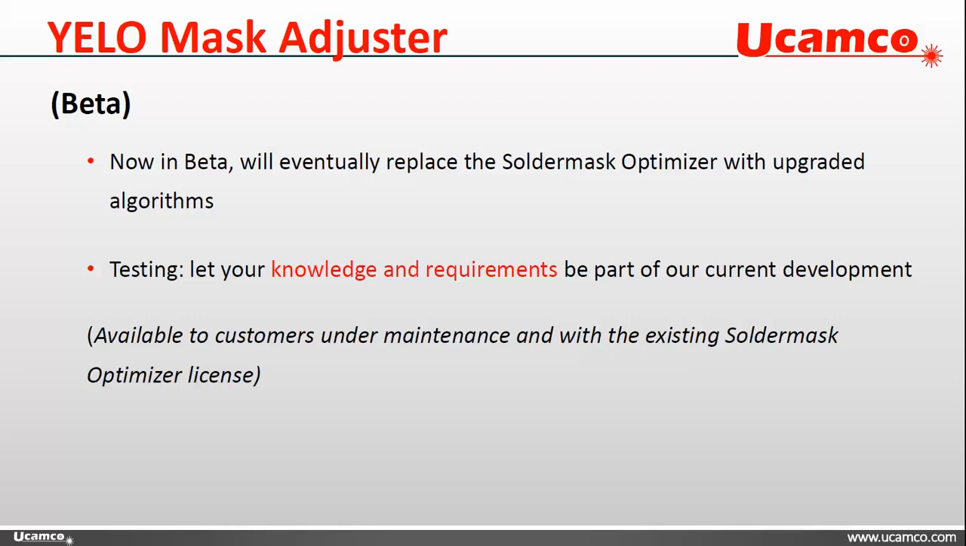The third part of our Yellow suite is the mask adjuster. It's now in beta and will eventually replace the solder mask optimizer with upgraded algorithms. Let your knowledge and requirements be part of our current development by testing it. It is available to customers under maintenance with the existing solder mask optimizer license.